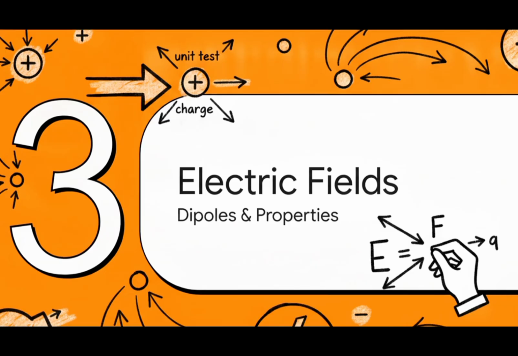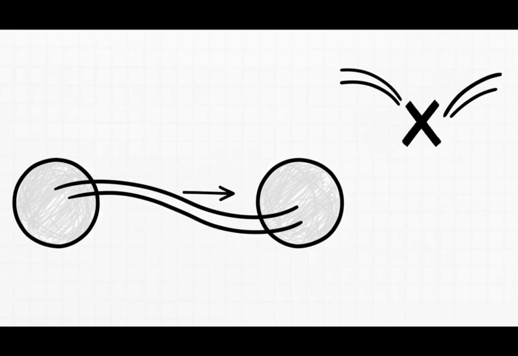On to branch 3, electric fields and dipoles. We're shifting from force to the electric field itself. Very simply, field is just the force experienced by a unit test charge. E equals F divided by Q. Let's rapid fire the properties of electric field lines. Keep these on your fingertips. They originate at positive charges, terminate at negative ones. Crucially, they never form closed loops.